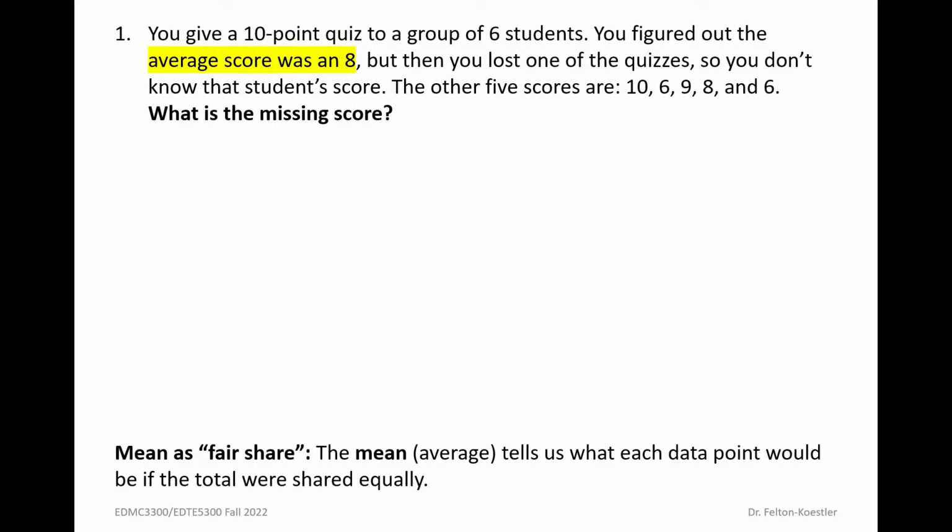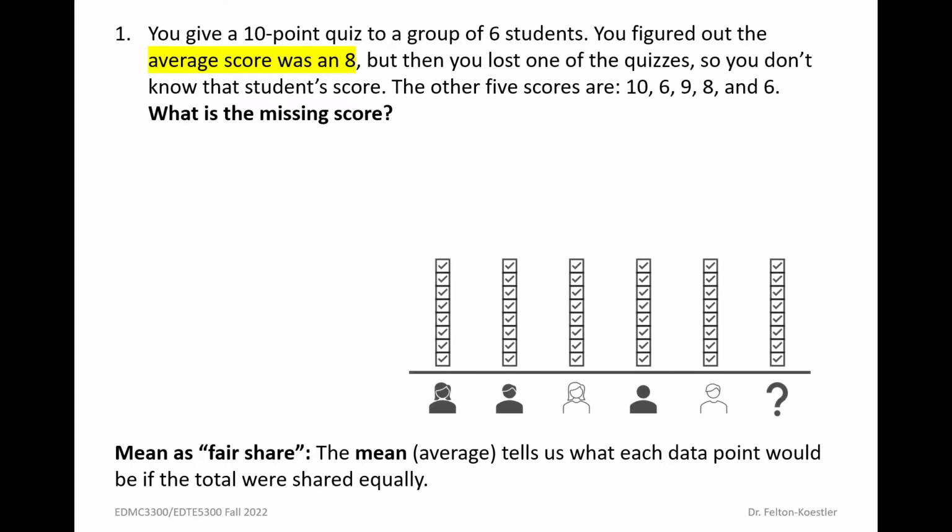All right, so the first thing I'm going to pay attention to as I solve this problem is that the average score was an 8. And if I think of the mean as a fair share, that means the data could have looked like this if the average was evenly shared. Each kid could have scored an 8 on the quiz. And that means because there's 6 kids, I have a total of 48 points that they scored.